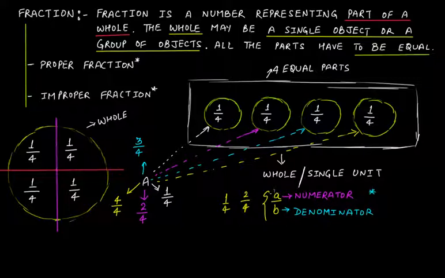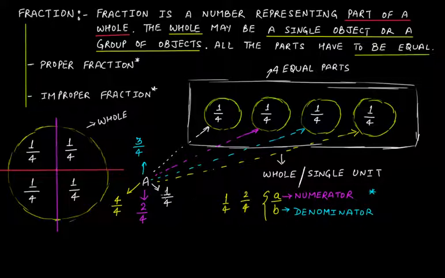Remember, if you see any number represented in the form of A by B, A divided by B, then whatever is above this line is the numerator, and below this division line, that is B, is the denominator. So in this case, 1 is the numerator, 4 is the denominator, 2 is the numerator, 4 is the denominator, 3 is the numerator, 4 is the denominator, 4 is the numerator, 4 is the denominator.